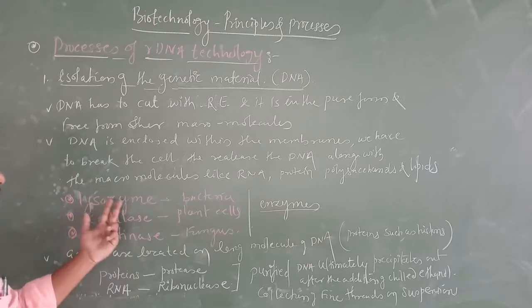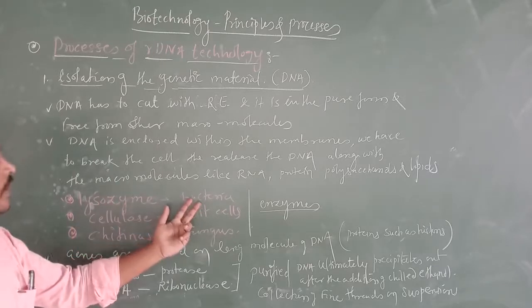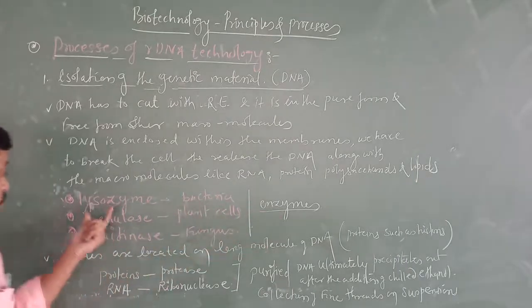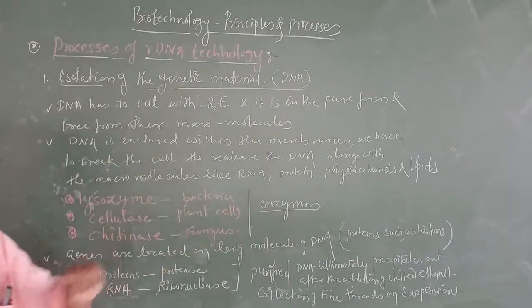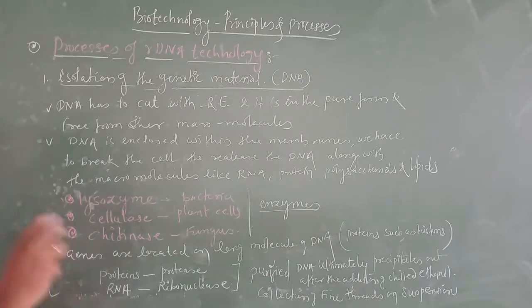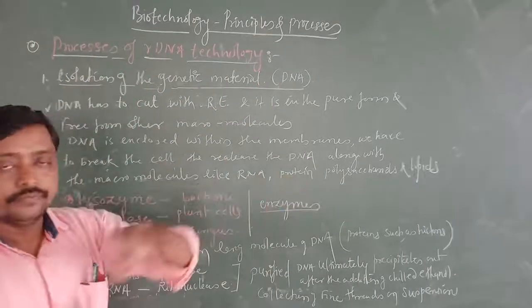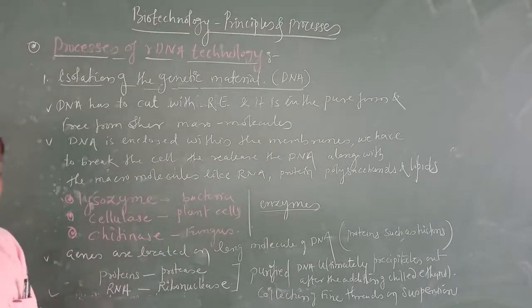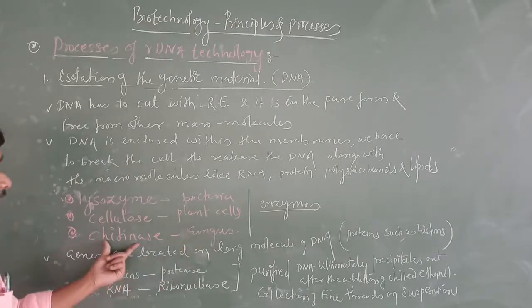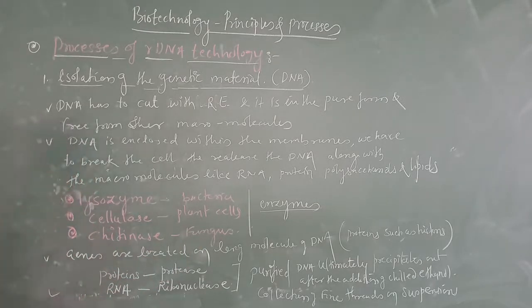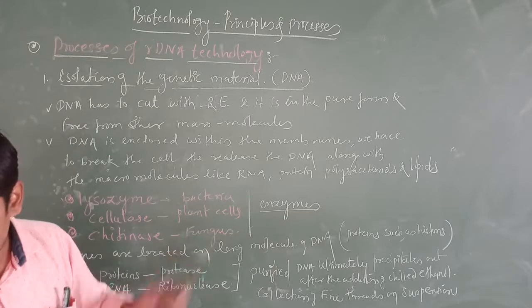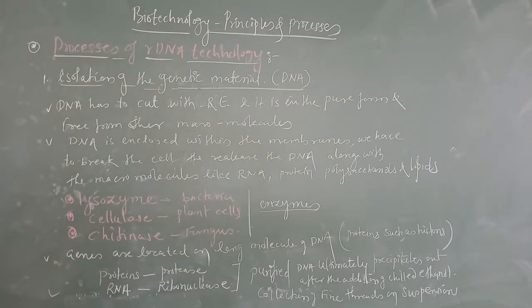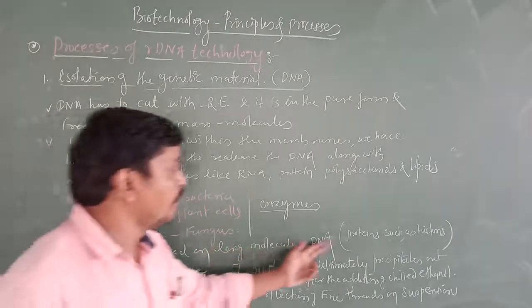Lysozymes are the enzymes present in bacteria. Using these enzymes, we extract the genetic material in the pure form. In plant cells, the enzyme cellulase is helpful for extracting the pure form of DNA, and in fungi, chitinase is used for extracting the DNA in the pure form.